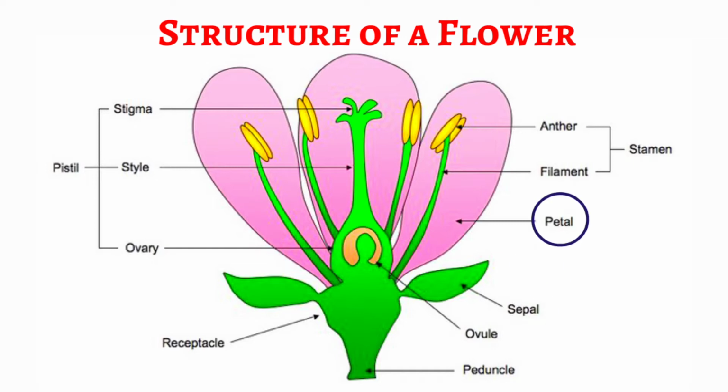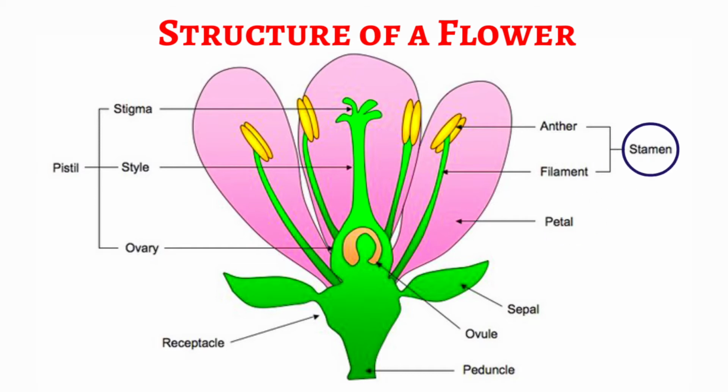Now the next part of the flower is petals. The leaf-like colored parts next to the sepals are called petals. In most flowers, petals give pleasant fragrance. The bright color and fragrance of the petals attract insects that help plants in reproduction.